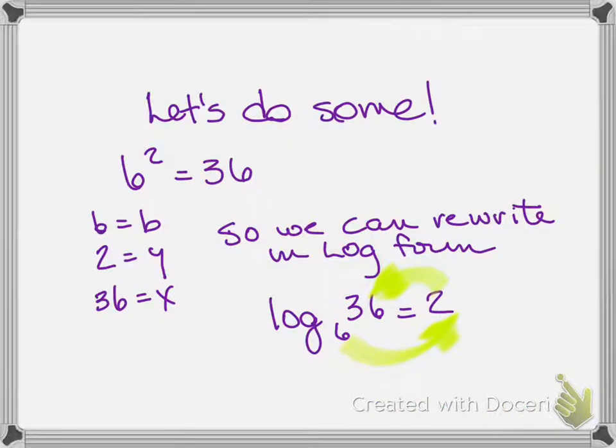So let's do some. 6 squared is equal to 36. So b is equal to 6, y is equal to 2, and x is equal to 36. Here's my base, here's my exponent. So I can write it as log base 6 of 36 is equal to 2. When I read it, I could say, what exponent do I raise 6 to get 36? Oh, that would be 2.